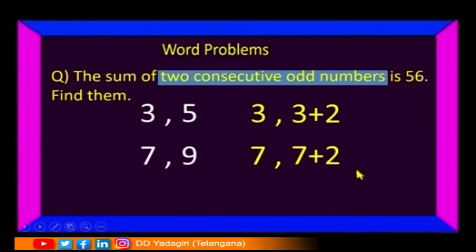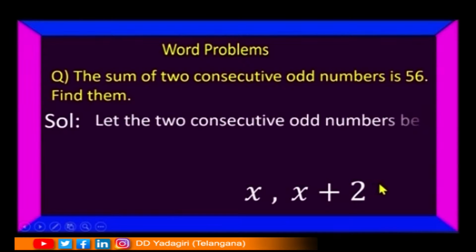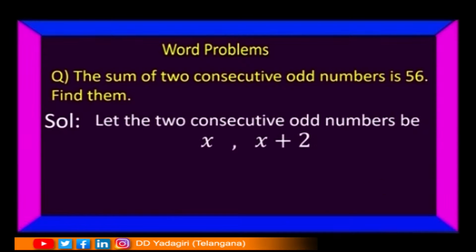But actually, the odd numbers are not given in the question. Then, we need to assume the odd number be x. As we don't know actually what is an odd number, let us imagine the odd number is x. Then what will be the next consecutive odd number? x plus 2, because it should be 2 more than the previous odd number. So, the consecutive odd numbers we are assuming as x and x plus 2.